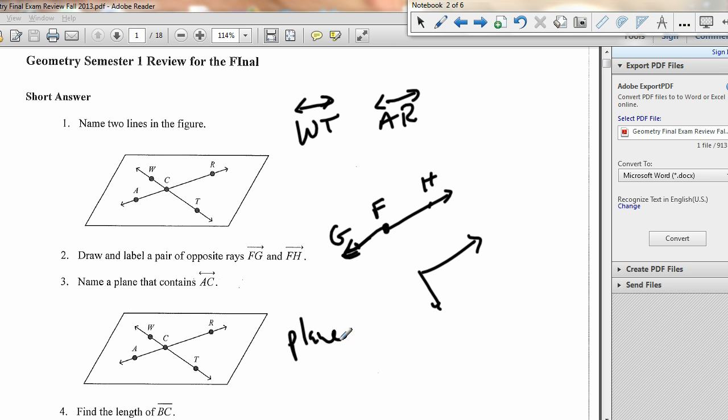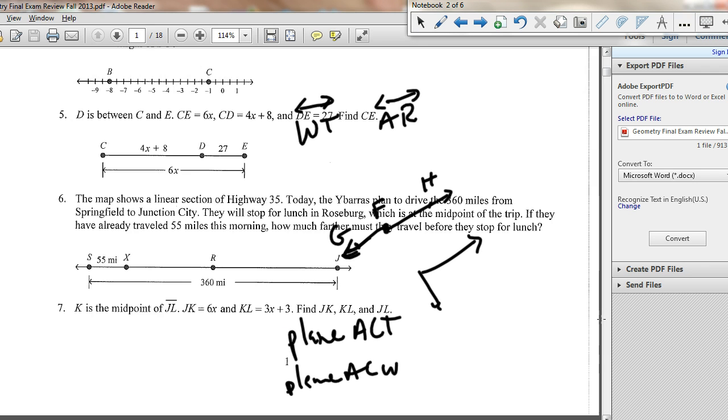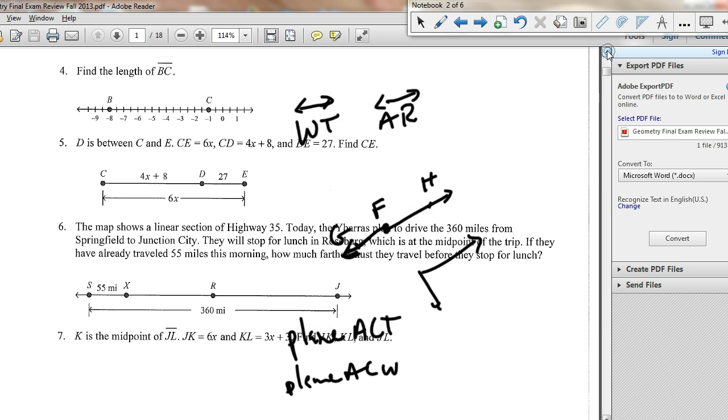Okay, name a plane that contains AC. When you name a plane, you should put the word plane in front of it. So I'm naming a plane with AC and pick a third letter, preferably one that's not on the same line, so like ACT. Or I could say plane ACW. You could say ACR, but it'd be a little bit better if it wasn't. Let me scroll down a bit. What else we got?